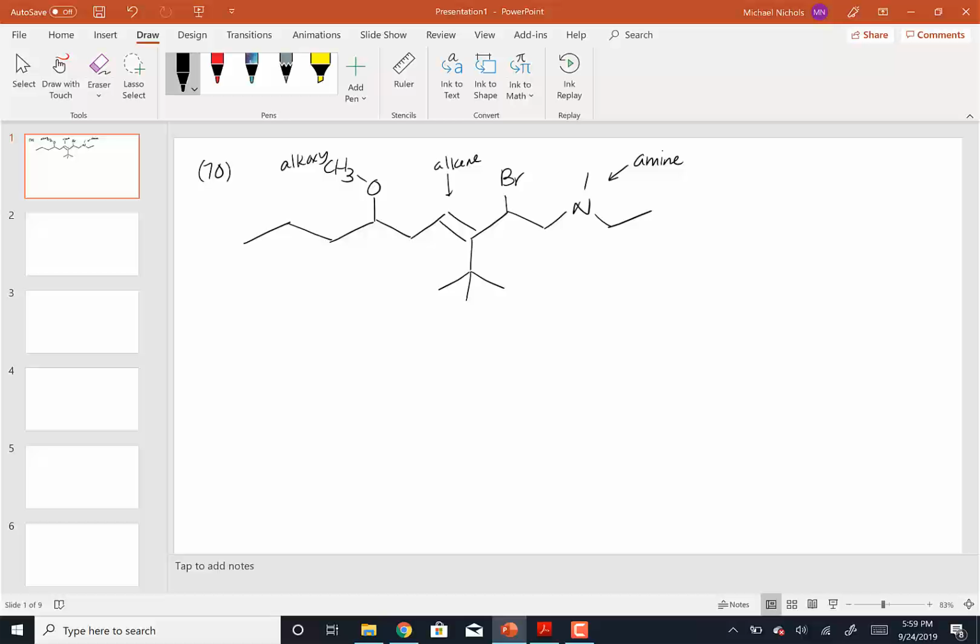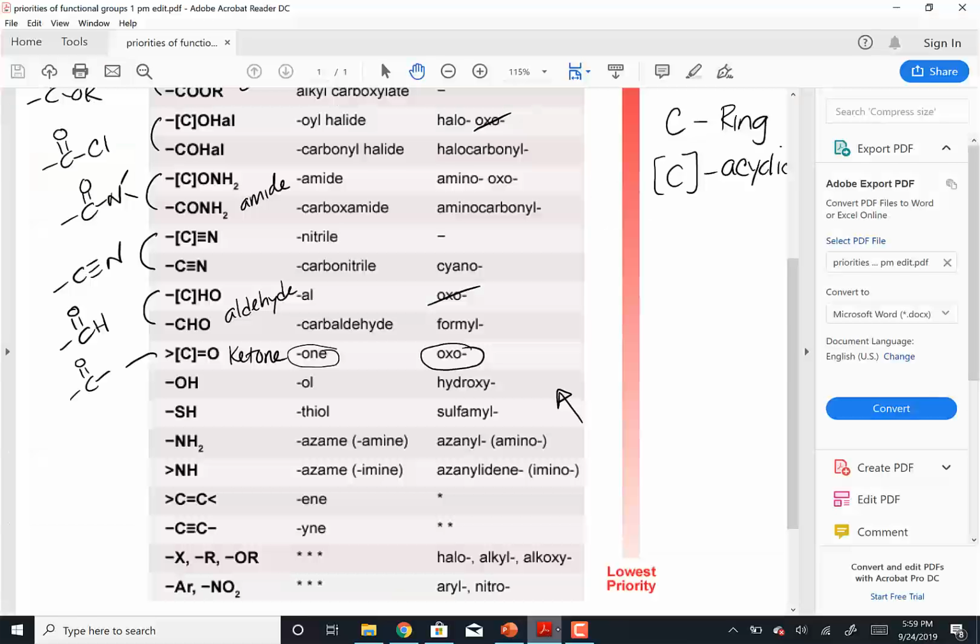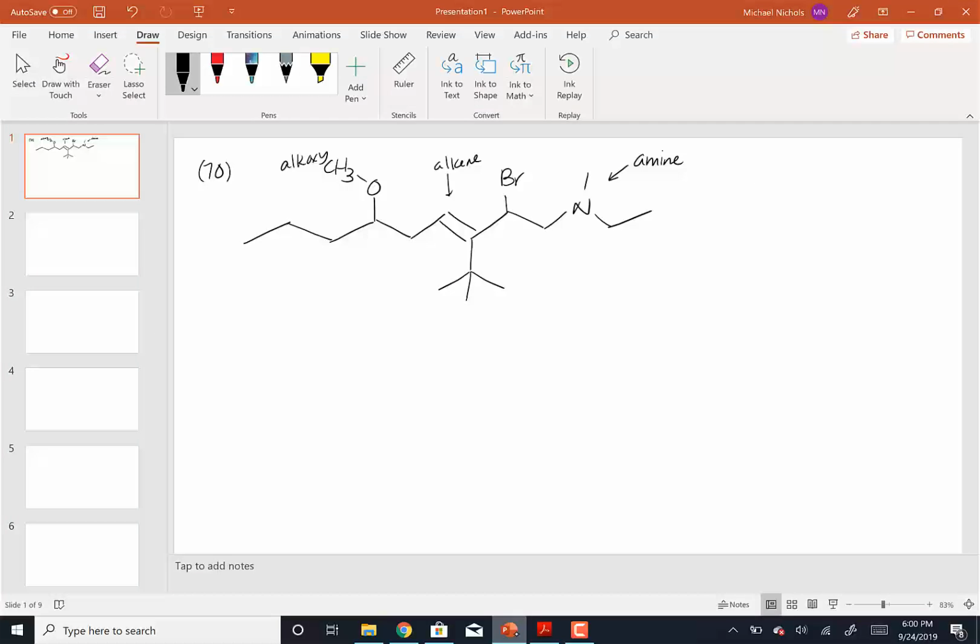Of those, if we go to our chart, we can see that the amine has the highest priority, and then the double bond, and then finally the alkoxy group. So if we're laying out the priorities, the amine is going to be the number one priority, and then alkene will be number two. The alkoxy is going to rank the same way as the bromo and the alkyl group here.